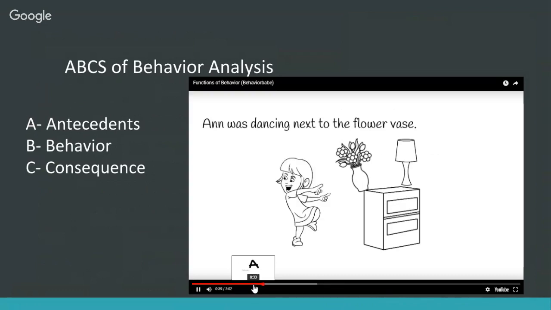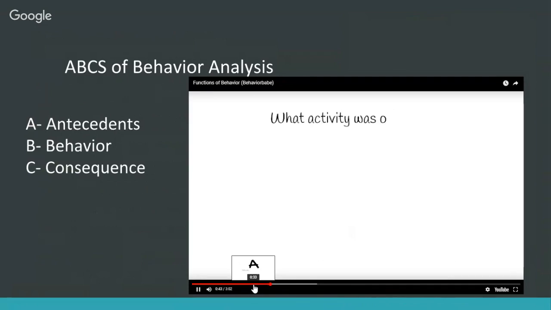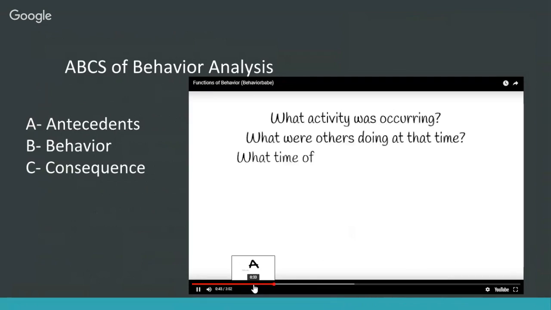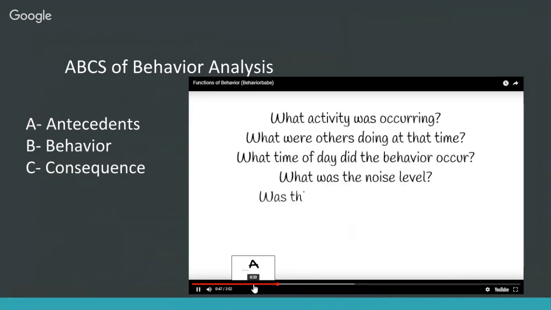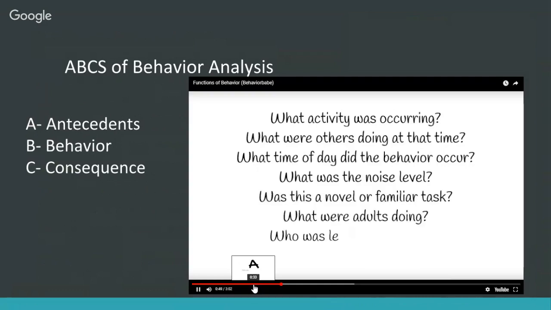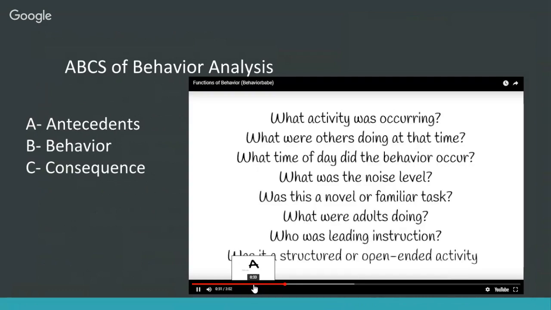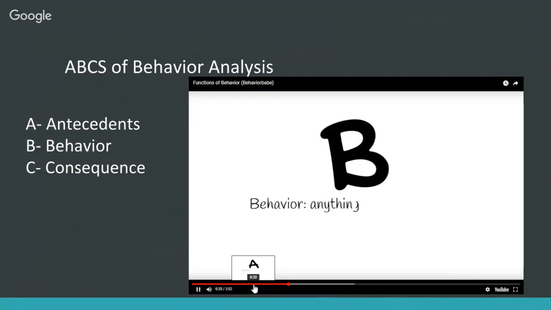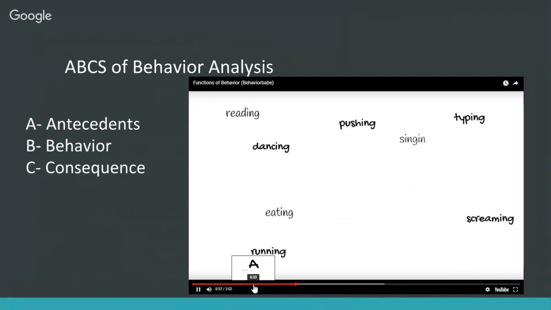So this is happening before the behavior occurs. We need to think of all these questions in our mind of what event could have caused the behavior. What was going on at the time? What was the situation? Behavior, we have to see and measure. It's observable.